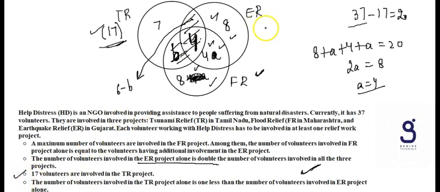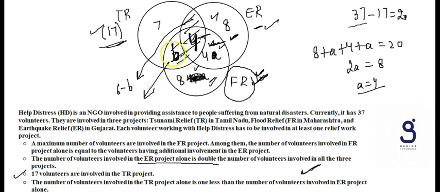Now if you observe in this ER and FR region, it is known to us that FR is the maximum region. That means the maximum number of volunteers are involved in this FR project. Now in this Venn diagram, this is 8, this is 8, that means this is balanced. This is 4 and this is also 4. This is balanced. So to make FR greater than ER, we have to give maximum value to this.